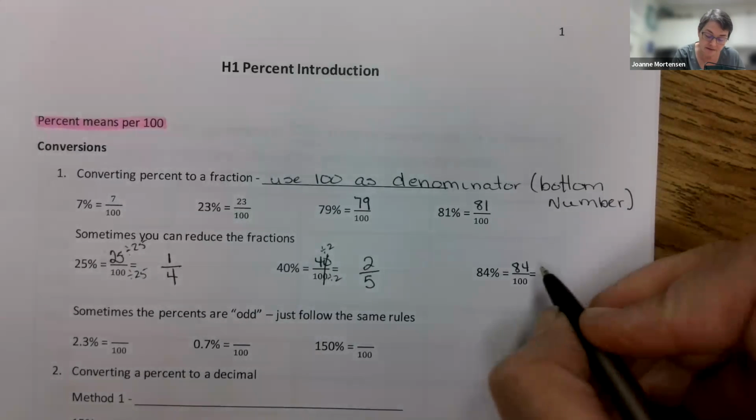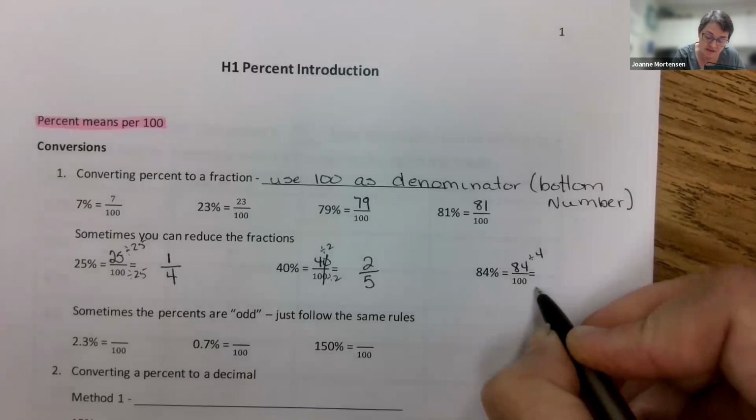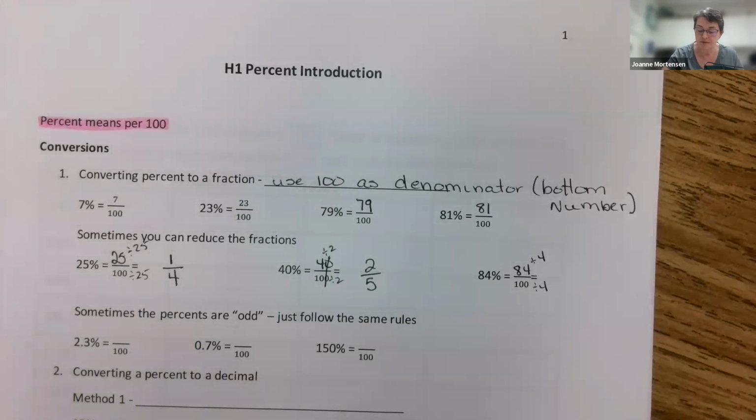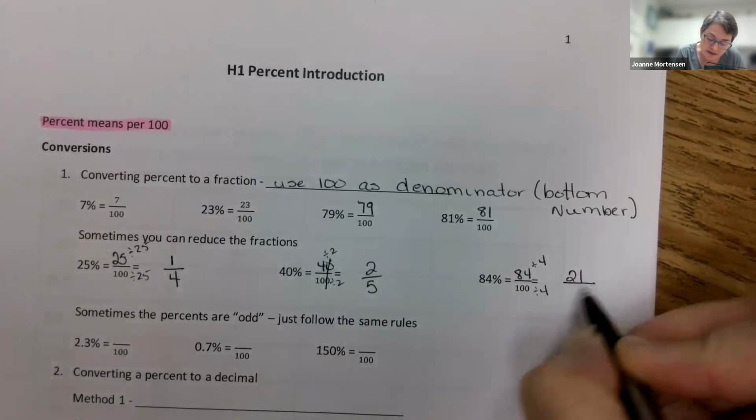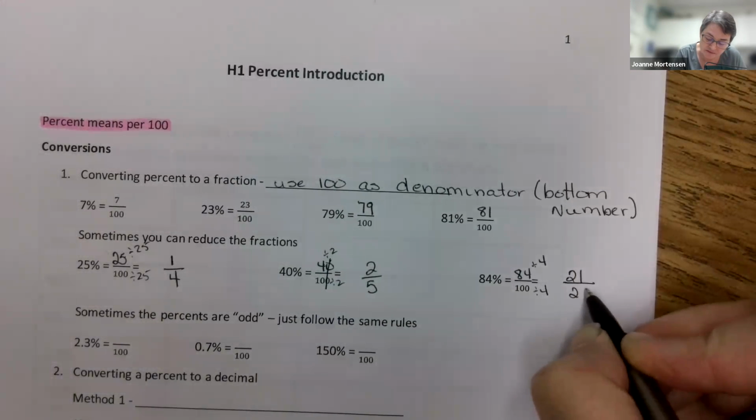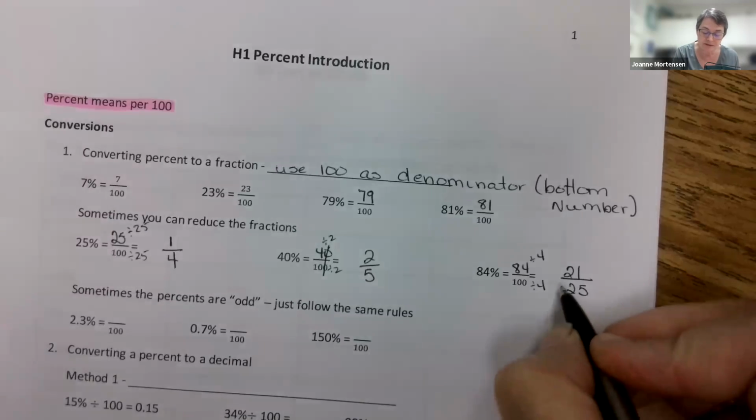I think I'm going to try divide by 4. I'm pretty sure 84 divided by 4 is probably 21. All right, 21, and I know 100 divided by 4 is 25. So reduce, reduce, reduce.